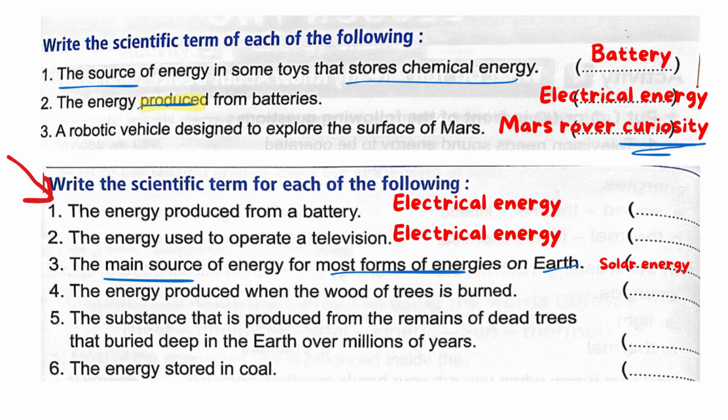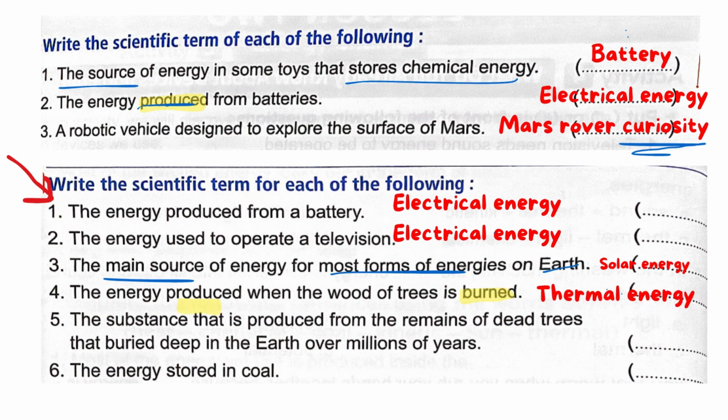Okay, here we have another scientific term, the energy produced when the wood of trees is burned. When we burn the wood, what happens? Yes, thermal energy is produced. The chemical energy stored in the wood is converted into thermal energy. Okay, well done.